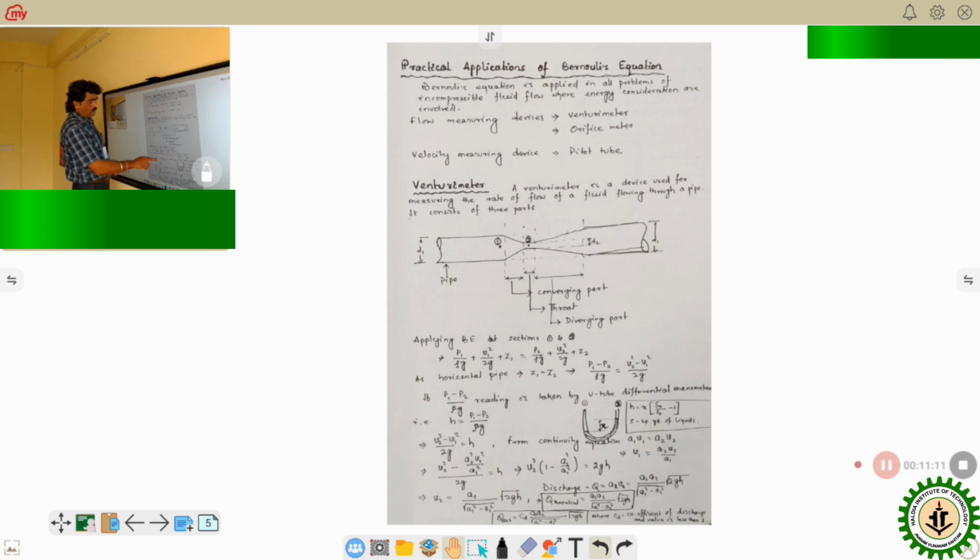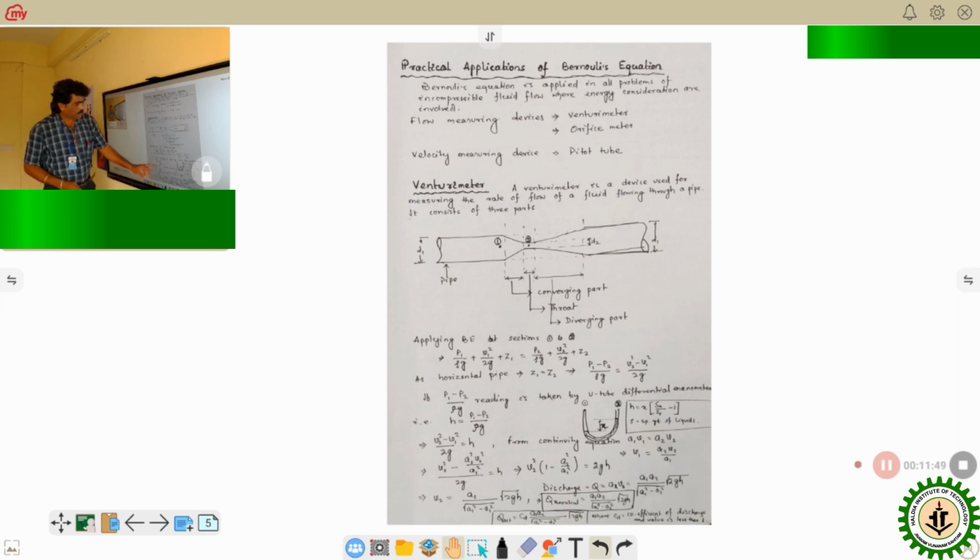(P1 minus P2) by rho g reading will be taken by U-tube differential manometer, which we have already studied in fluid study. So this x difference between the left limb and the right limb of the U-tube manometer will give the (P1 minus P2) by rho g, that we are indicating as H. H with respect to manometer reading is represented by H is equal to x into (rho m by rho minus 1), that is the density of the manometer fluid divided by density of the flow fluid. Then (V2 square minus V1 square) by 2g is equal to this total piezometric head we are representing as H.